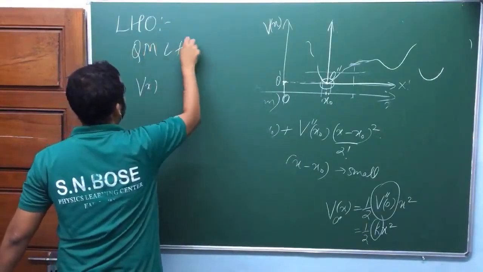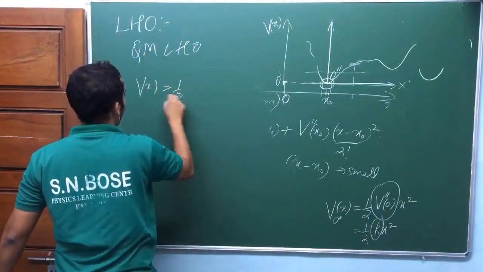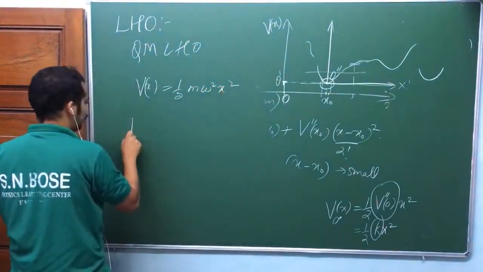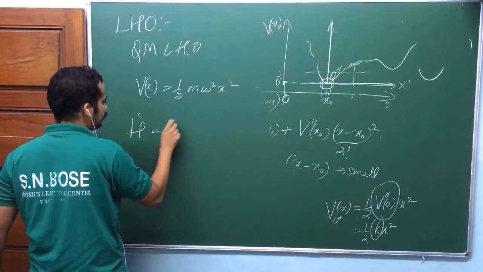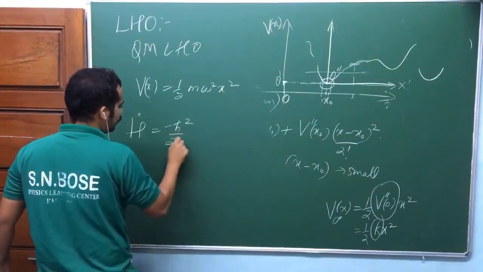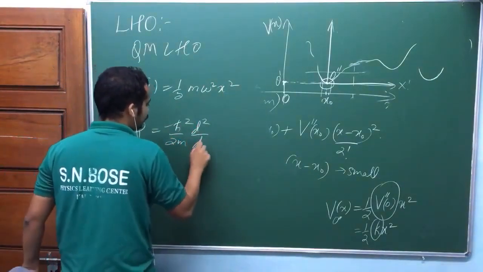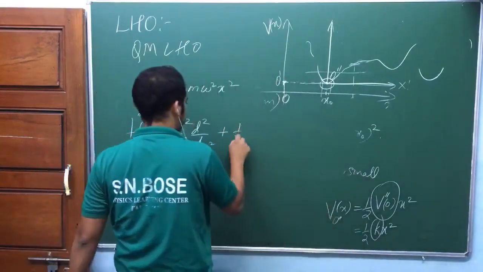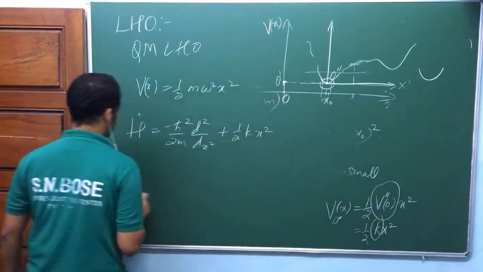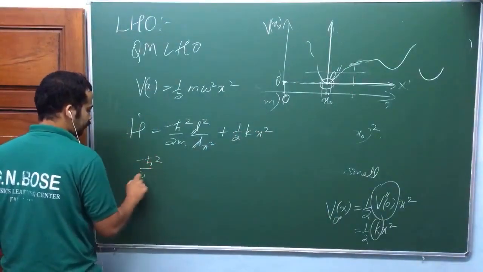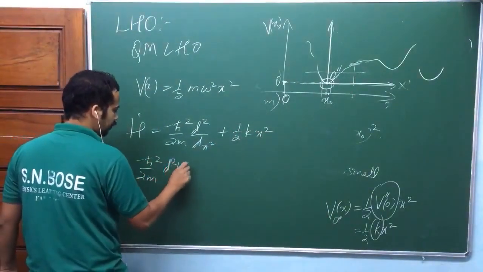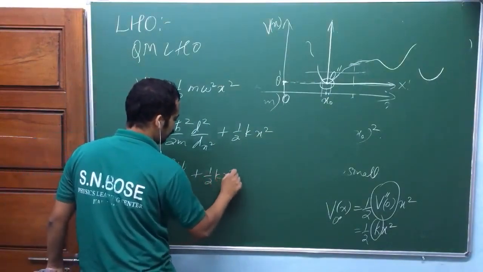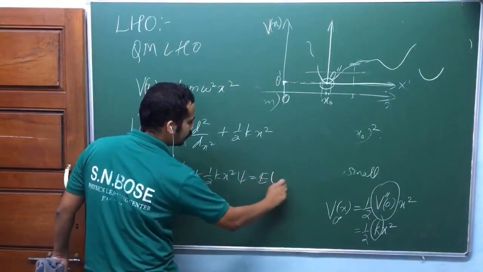Quantum mechanical linear harmonic oscillator, half m omega square x square or half kx square. Again, we define the Hamiltonian, that's equal to minus h bar square by 2m d square by dx square. So potential is time independent, am I right? Half kx square, isn't it? Minus h bar square by 2m d square psi by dx square plus half kx square psi is equal to E into psi.